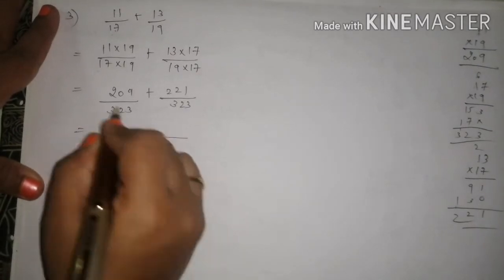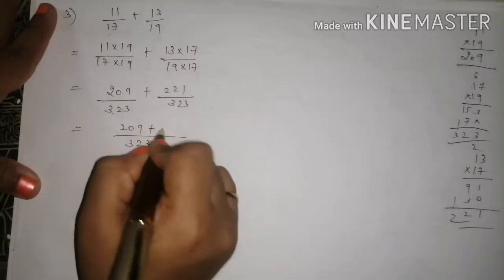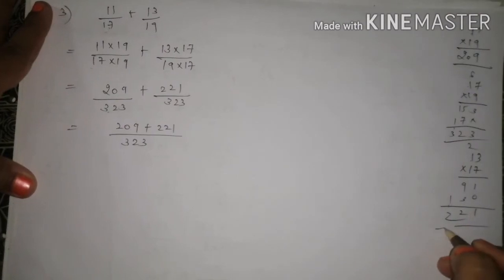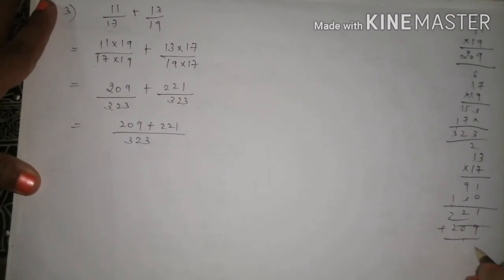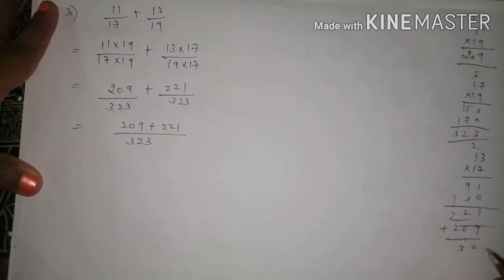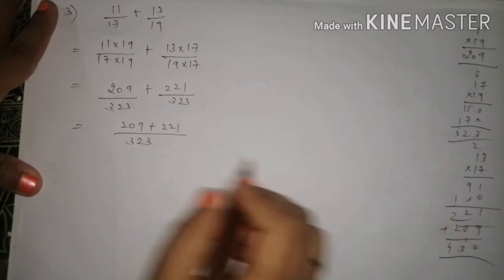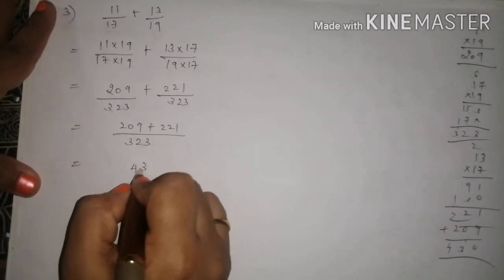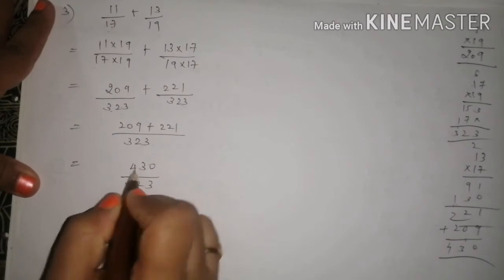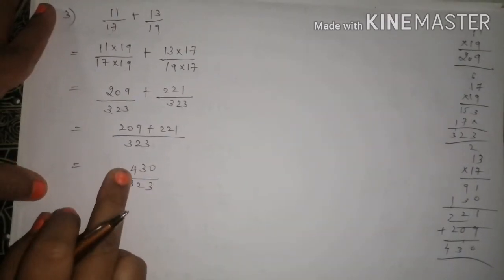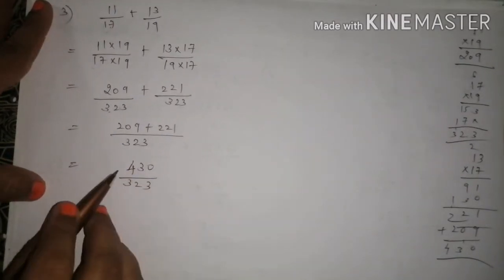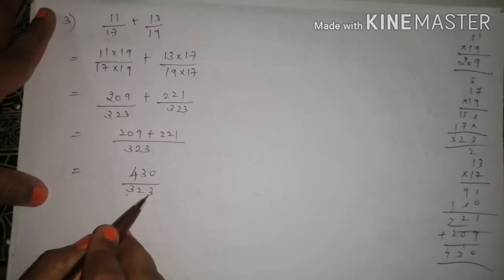Write it one time. Add the upper numbers, 209 plus 221. We add this, we will get 430. We will get 430 upon 323. It will not get reduced any further in any table, so the final answer will be this only, 430 upon 323.